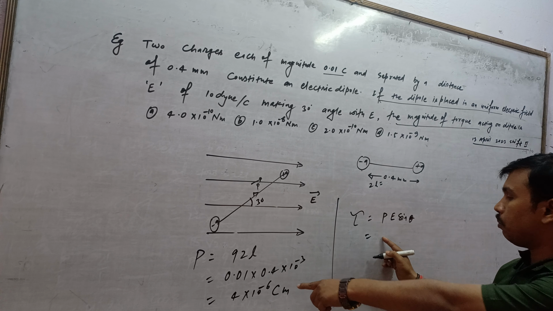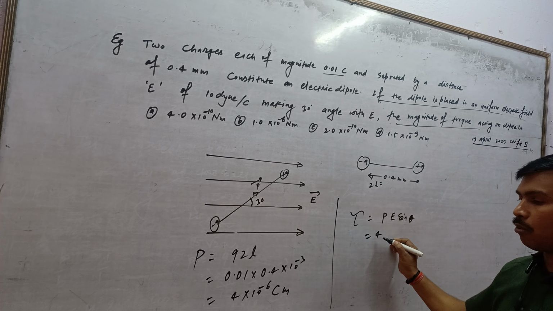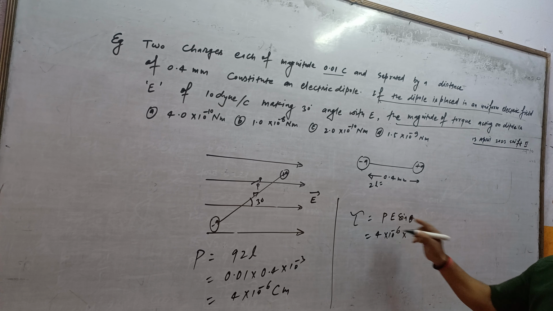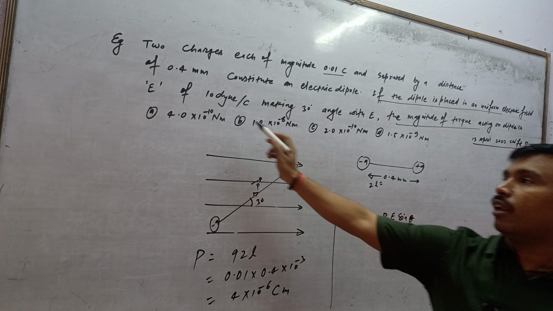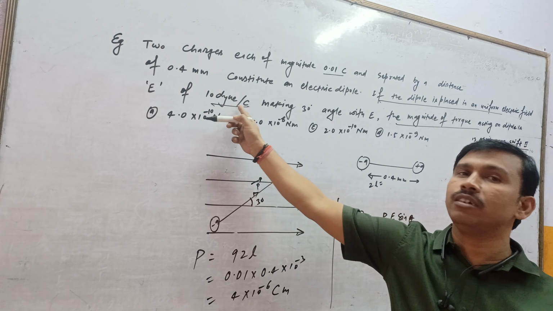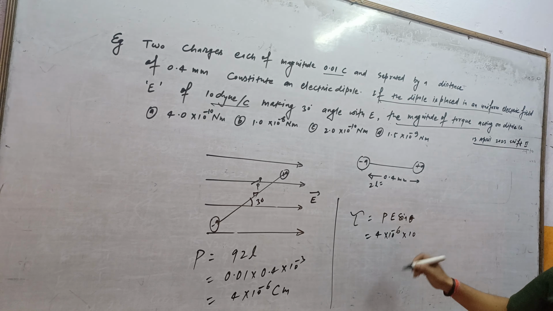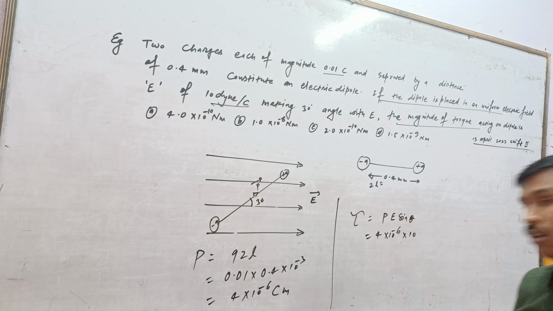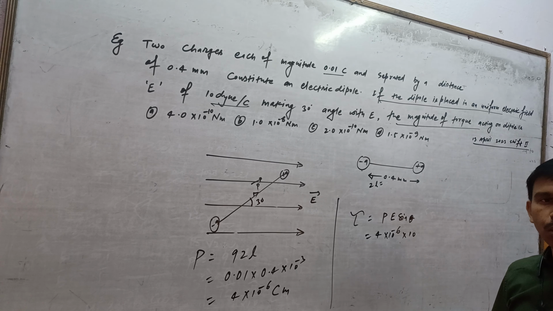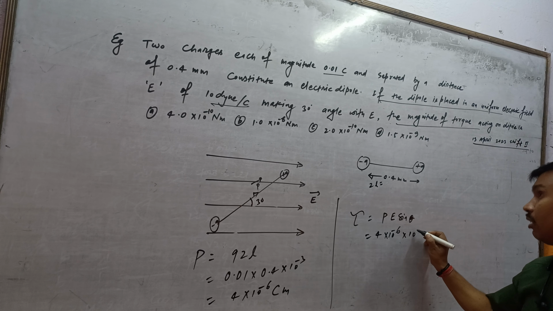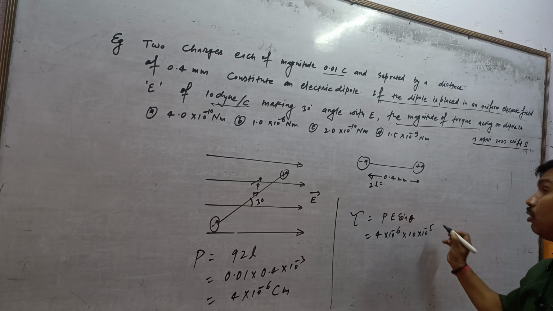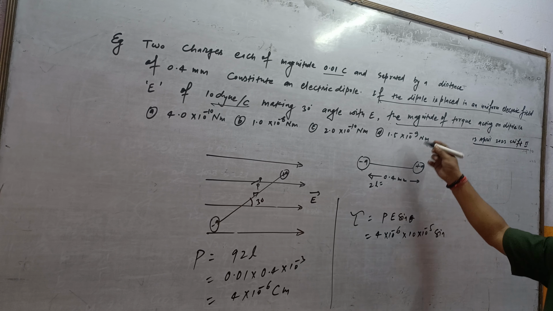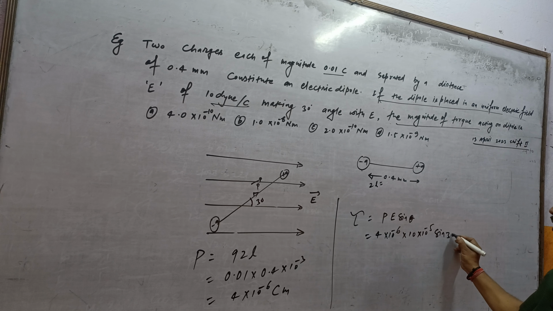Here the electric dipole moment is given as 4 into 10 to the power minus 6, into E, the electric field intensity, which is given as 10 dyne per coulomb. Now dyne can be converted to the SI unit, Newton. 1 dyne is equal to 10 to the power minus 5 Newton, so 10 to the power minus 5 Newton per coulomb, and sin theta is sin 30 degrees.